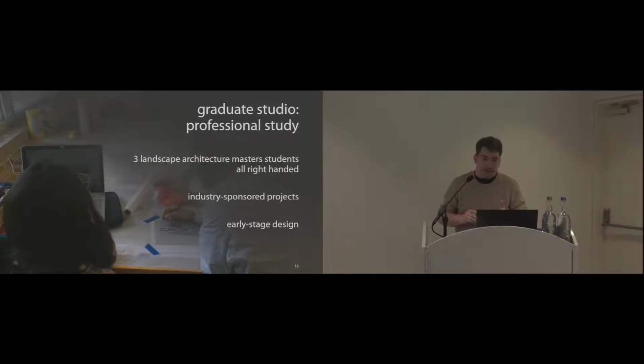The technology probe happened in a graduate landscape architecture design studio called Professional Study. We had 3 participants, 3 master's students. They were all right-handed, and they were working on industry-sponsored projects. They were working on real sites where they needed to come up with real design solutions, but they were in the very early stages of the work, collecting reference images and information about the site and doing a lot of visual analysis in terms of coming up with a design.